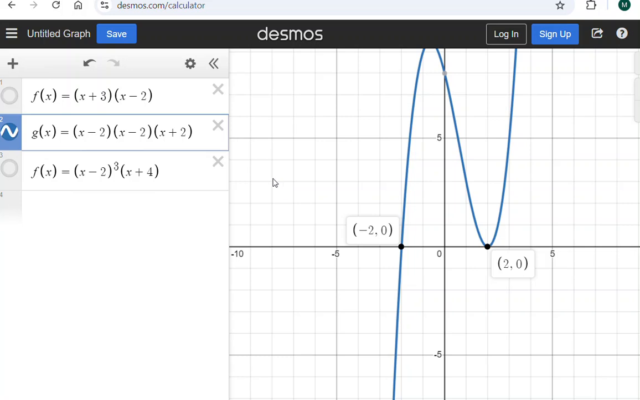And you might suspect that this happens because looking at my equation, I have x minus 2 as a factor in my equation twice, and x plus 2 is only a factor in the equation once. And remember, x plus 2 is going to lead to the x-intercept at -2, and x minus 2 is going to lead to the intercept at +2.